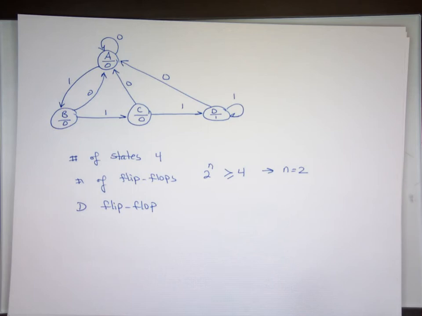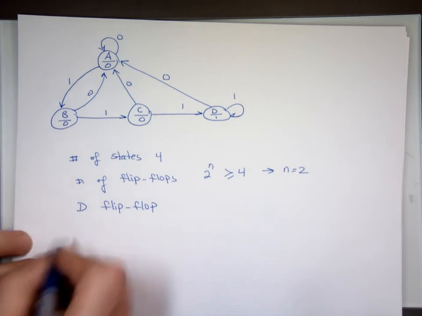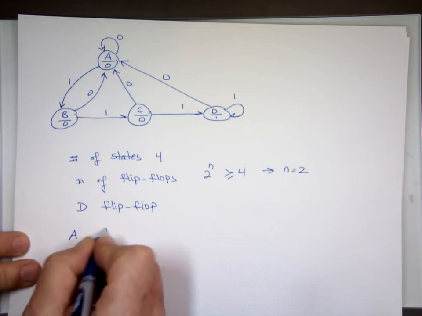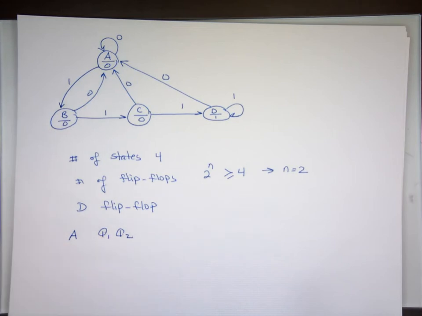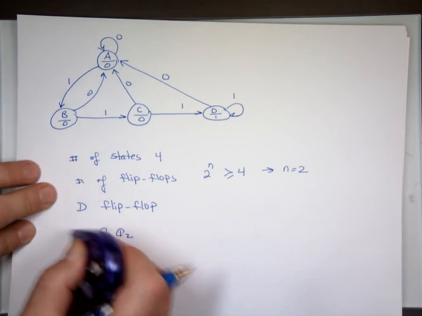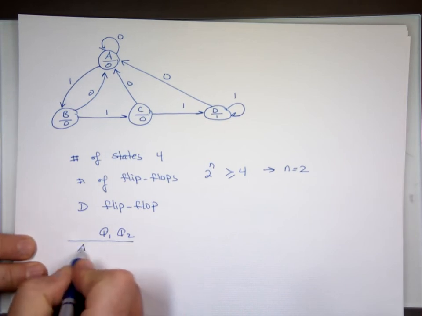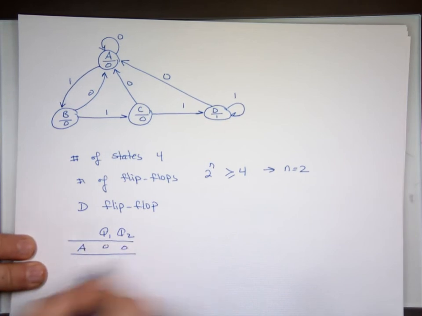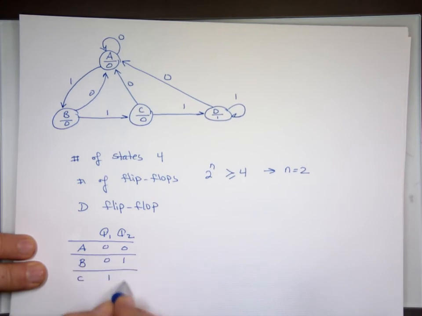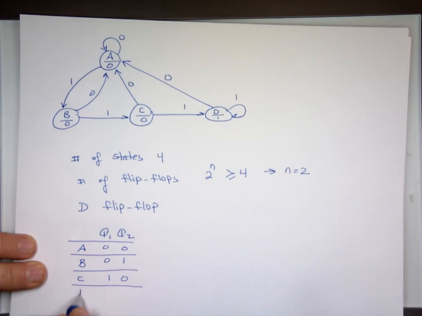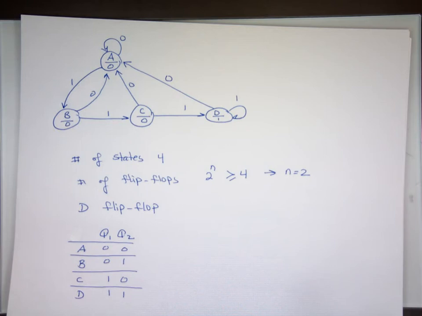So now I've got to go to my state table here. I'm going to label state A as my state Q1, Q2. A will be 0, 0. I'm going to label state B as what? 0, 1. I want state C to be 1, 0. State D to be 1, 1. So that's what I'm going to use for labels.